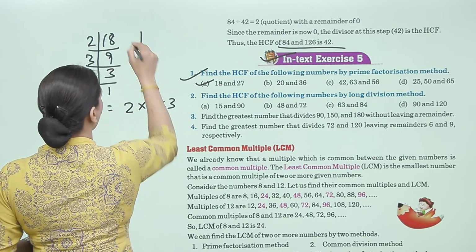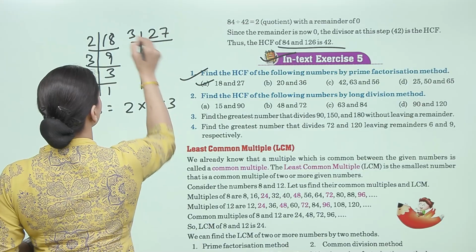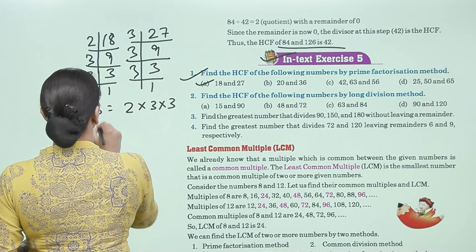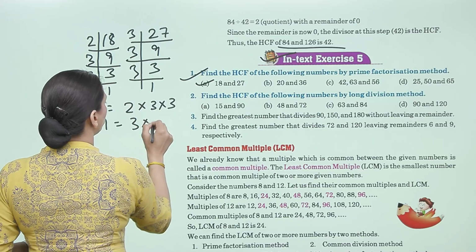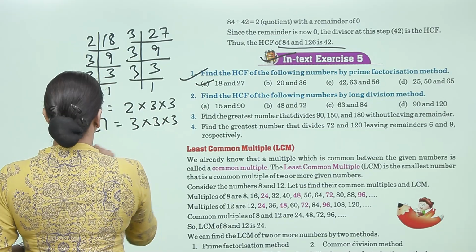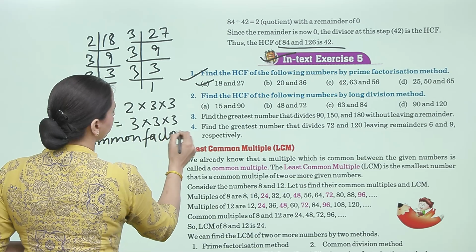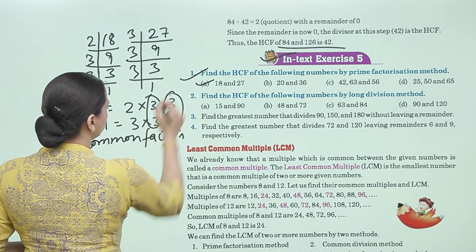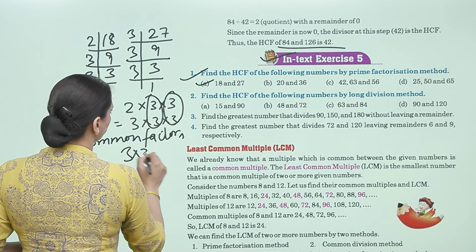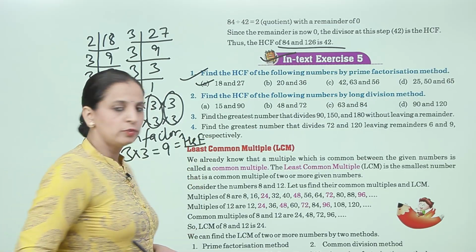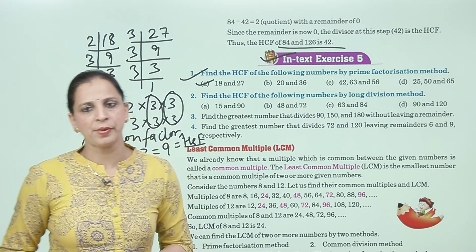Now factors of 27: 3 9s are 27, 3 3s are 9 and 3 1s are 3. So 27 is 3 into 3 into 3. Now common factors are 3 into 3. So 9 is the HCF. तो बच्चों, same method को use करते हैं, बाकी के parts आप खुद try करेंगे.